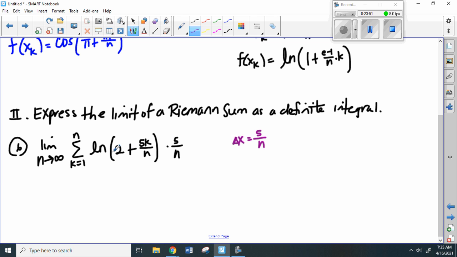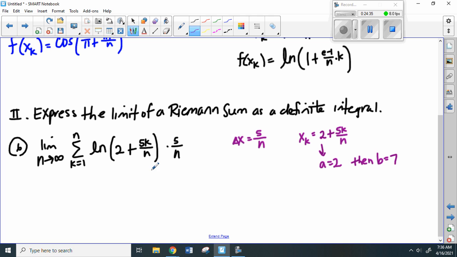And then it looks like I have plugged 2 plus 5k over n into the ln function. So the x sub k, the part that's plugged into the function, looks like this piece. And if it is that piece, then 2 is a, because this is the delta x times k piece. Well, if a is 2, then I should be able to find b, because I know that b minus a should give me 5. If a is 2, then b should be 7.